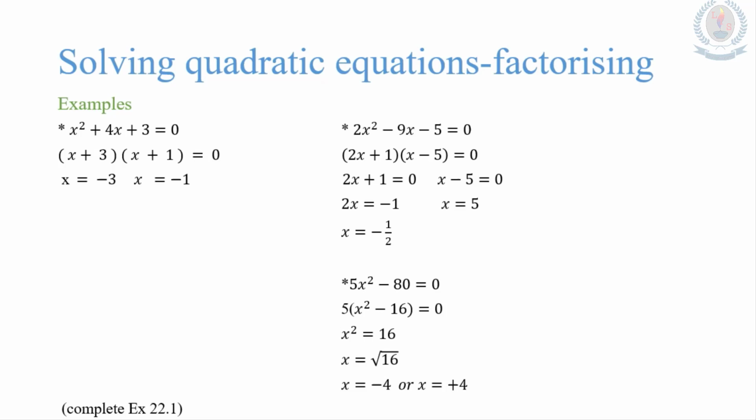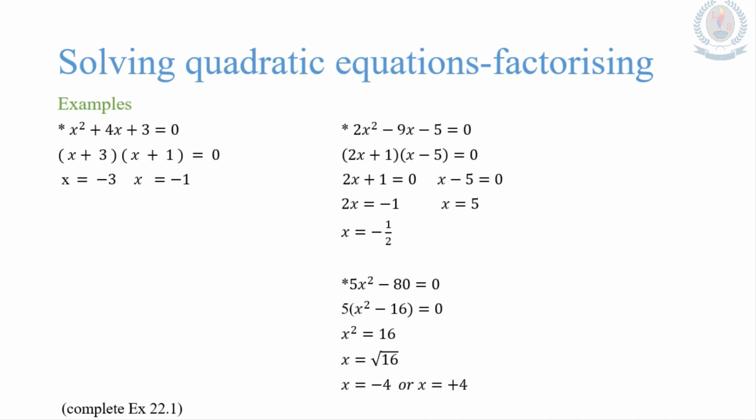x times x is x squared coming, x times 1 is x, middle 3 times x is 3x, then x plus 3x is 4x also okay. Other one 3 times 1 is 3. It's equal to 0. Then solutions are x plus 3 equals 0, x plus 1 equals 0. It means x equals minus 1, x equals minus 3. Those two are the solutions for the first example.